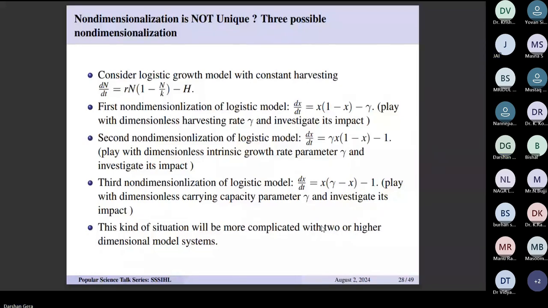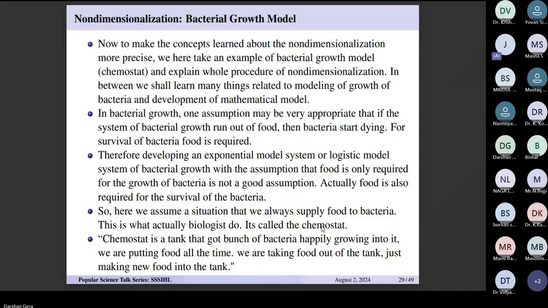Yes, sir. I hope that you people have understood up to this. So this was the second part of the non-dimensionalization.